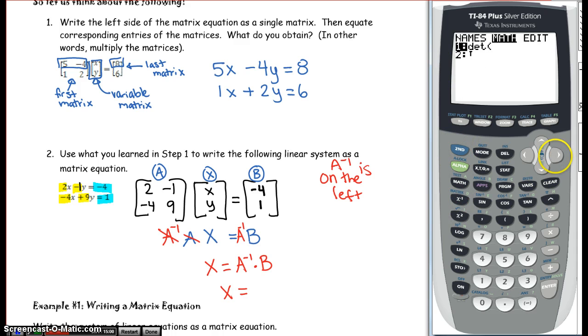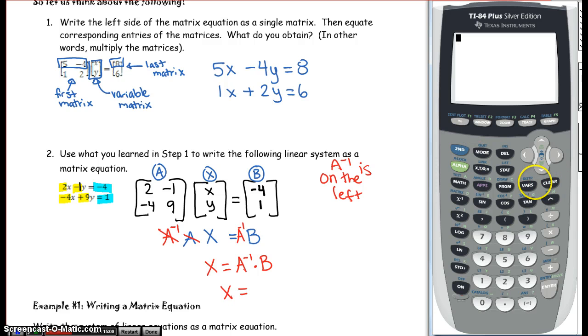Now we're going to go back to matrices again. This time we're going to edit and find B. We're going to edit matrix B. And our matrix here is 2 rows, 1 column. So we're going to change 2, enter, and 1, enter. And as soon as I see, hey, look, that's the same way that the other one looks, I know I'm good to go. Negative 4, enter is 1 entry, and 1, enter is the other entry. So now that we have that, we're going to quit out of here and go back to the home screen.